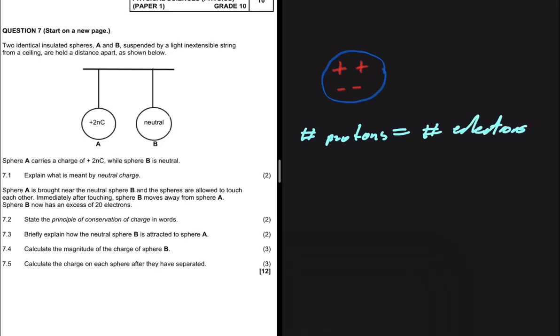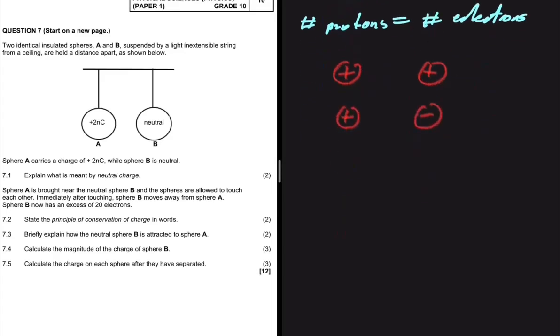Let's look at 7.2. Something to think about. We know that positive and positive repel, and we know that positive and negative attract. But what happens when you have a neutral charge and a positive charge? What's going to happen? Are they going to attract? Are they going to repel? Or are they going to just be stationary? That is 7.3. Let's go through 7.2 first.